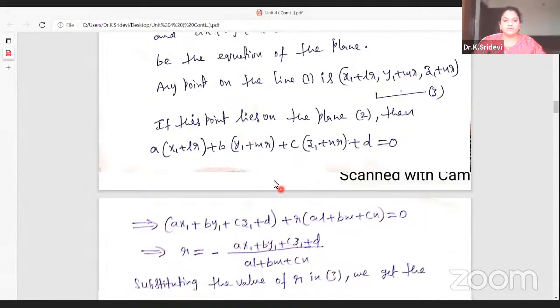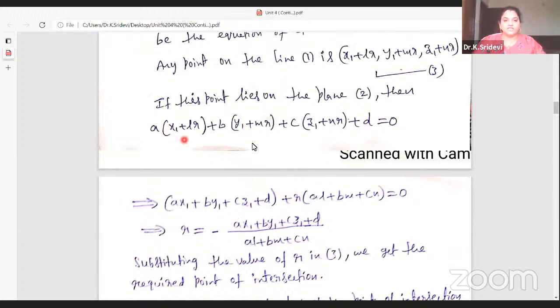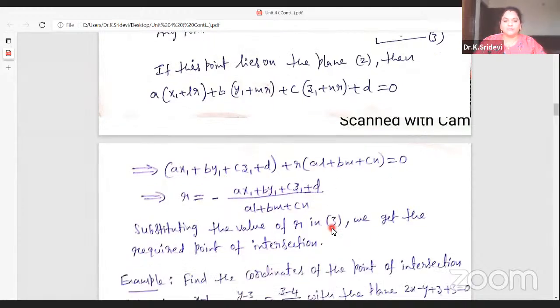Now simplify this. AX1 plus BY1 plus CZ1 plus D can be written as one term, plus we take R common from the remaining three terms, so R into (AL plus BM plus CN). So we get R into (AL plus BM plus CN) equal to 0. That is, first term plus R into second term equal to 0. Therefore, R equal to minus (AX1 plus BY1 plus CZ1 plus D) by (AL plus BM plus CN).